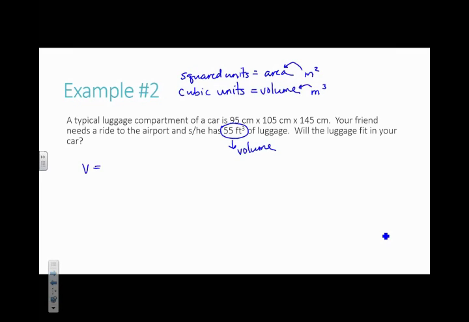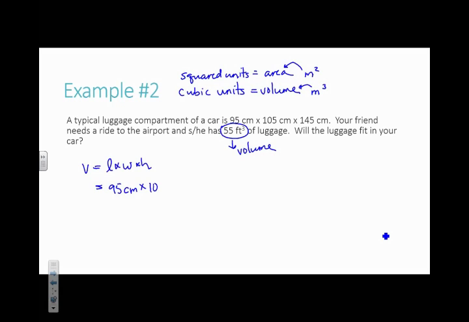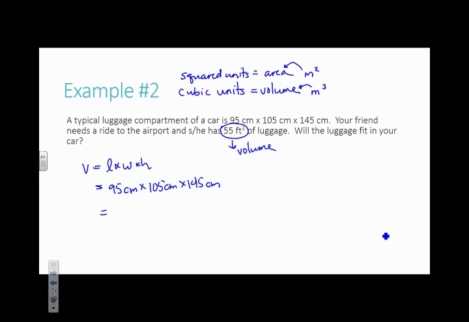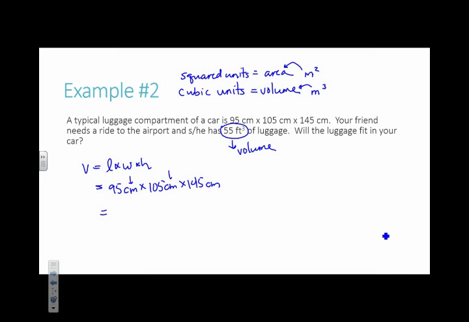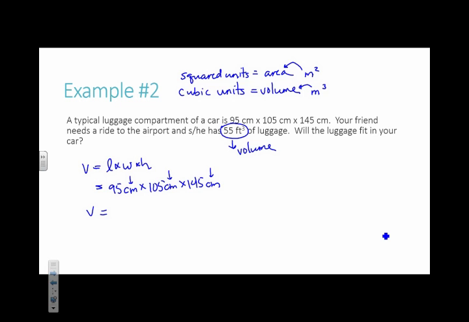We know that volume is equal to length times width times height. So I'm going to calculate the volume of this luggage compartment. It's 95 centimeters times 105 centimeters times 145 centimeters. And notice I'm multiplying centimeters times centimeters times centimeters, which means I'm going to have cubic centimeters in my answer. When I do this, I'll just double check my work here. I have 95 times 105 times 145. Yep, get the same answer.